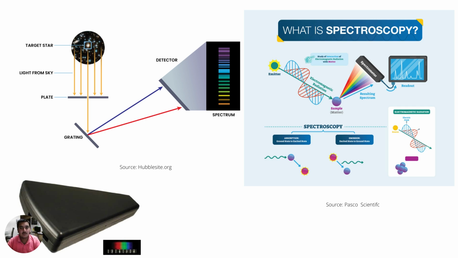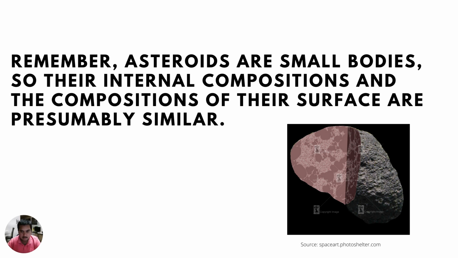This technique is referred to as spectroscopy and is used to identify elements in the asteroid. A spectroscope is an instrument used to measure properties of light over a specific portion of the electromagnetic spectrum. It works by splitting radiation off the object into different wavelengths and thus helps determine the chemical composition of the object. Remember, asteroids are small bodies, so their internal compositions and the compositions of their surface are presumably similar.